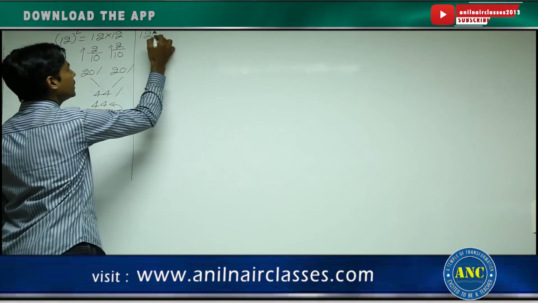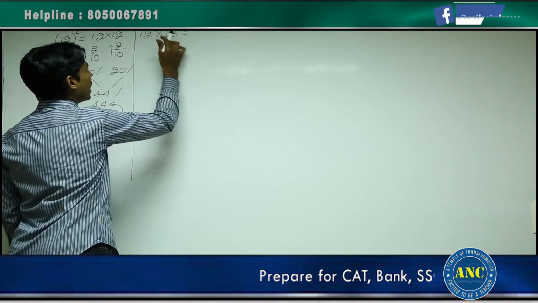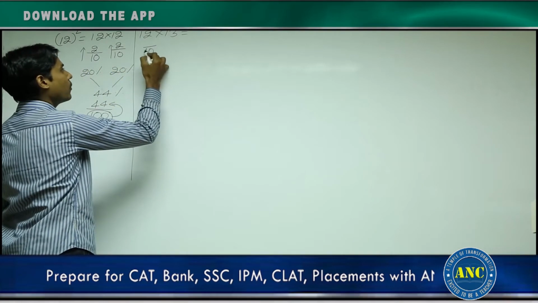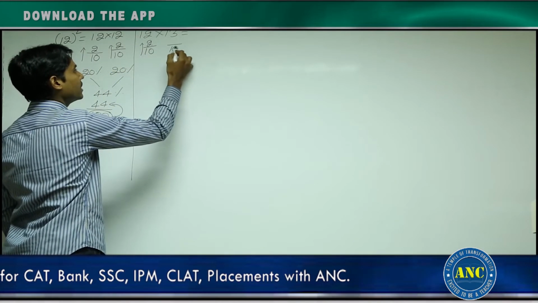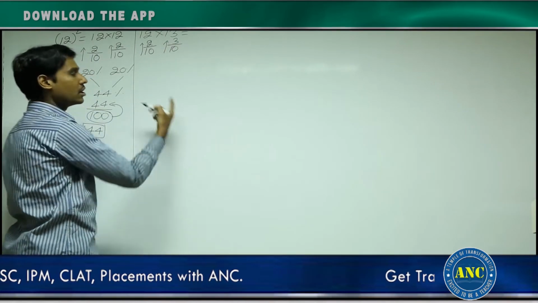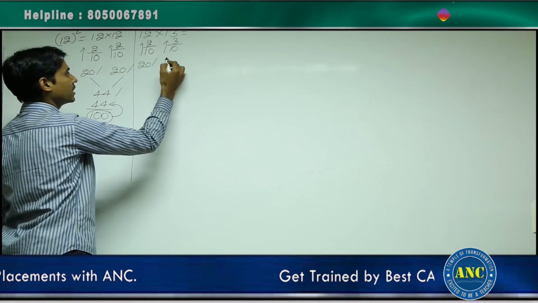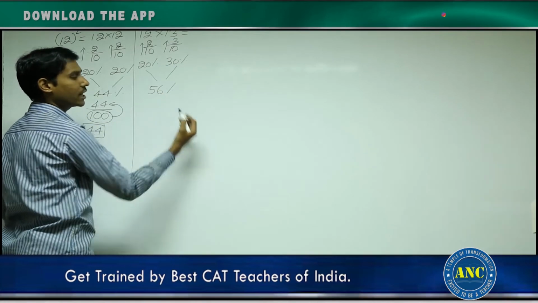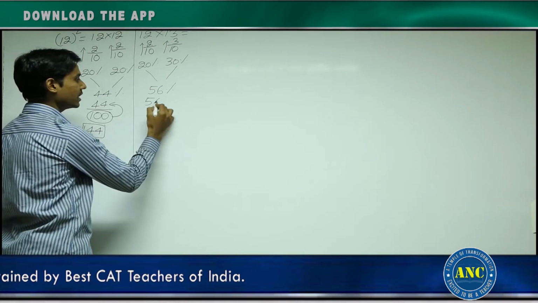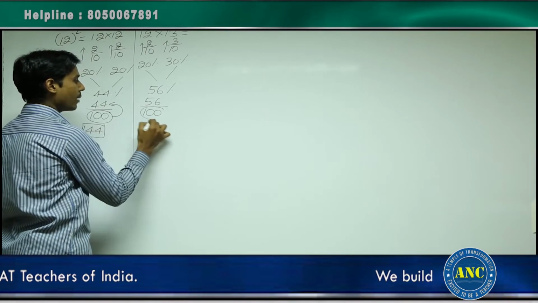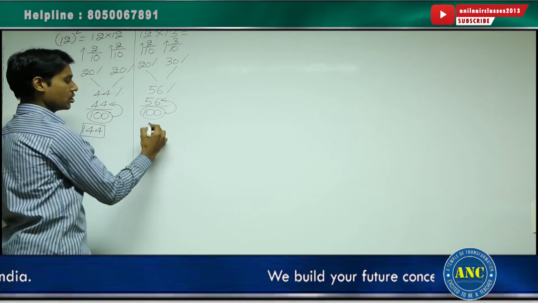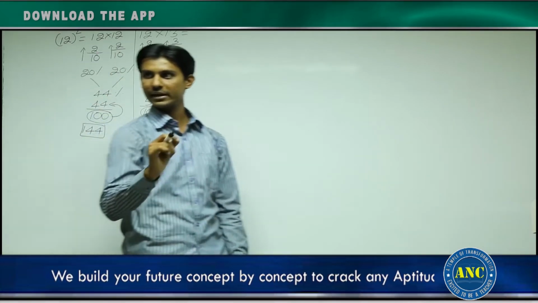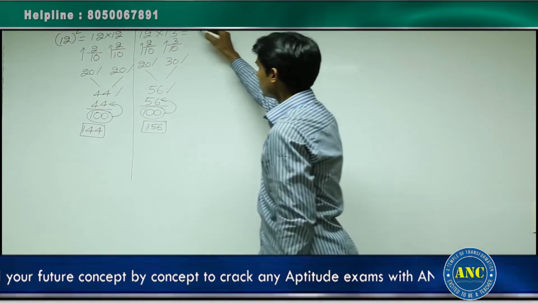Second question. 12 into 13. I should get the answer as 156. How to get the answer? 12 is nothing but from 10 there is an increase of 2. 13 is from 10 with an increase of 3. 2 by 10 is 20%. 3 by 10 is 30%. If I apply successive percentage, I will get 56%. 56% is 56 by 100. Upon 100 there is an increase of 56. Your answer should be 156. 12 into 13 is 156. Clear, right? Next question.